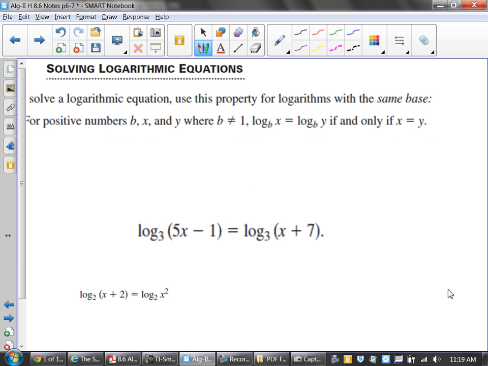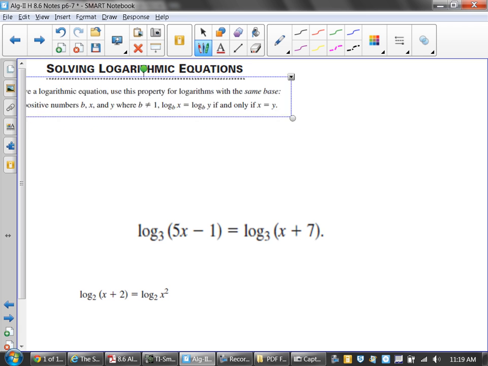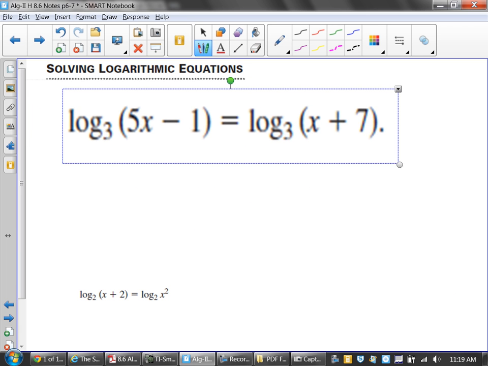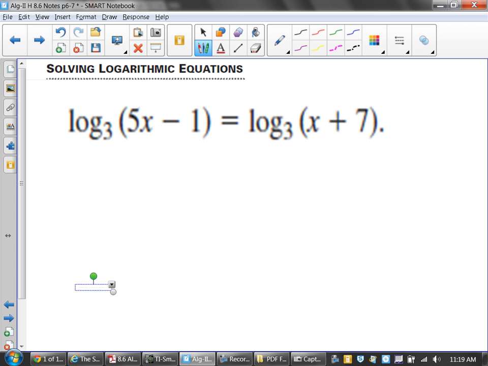Log equations. So again, I'm not going to worry about all the words because I bet if you look at this, you're going to tell me exactly what you have to do to solve this log equation. In order to solve this log equation, what do you think you have to do? Yes, sir. Yes, ma'am. It's exactly what you do.